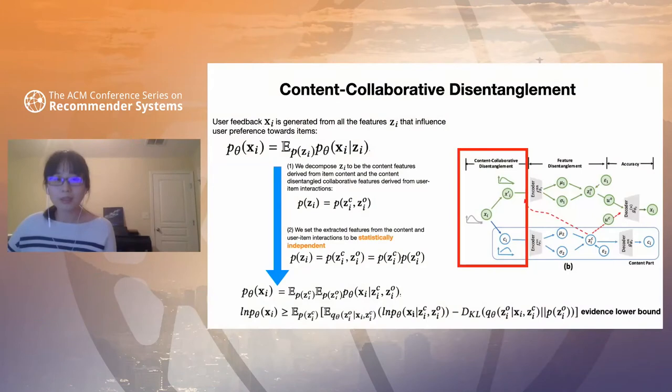Thanks for the question. Yes, definitely it can be extended to multiple disentanglement. For example, instead of decomposing the AI into two disentangled variables, we can decompose it into the number of pieces of information that we need to disentangle. For example, we can have three variables here, like ZIC, ZIO, and ZIR, that are disentangled from each other. Based on the statistical independence properties, we can decompose their joint distribution into their marginal distributions, and use a similar method as here to learn the disentanglement among those features.